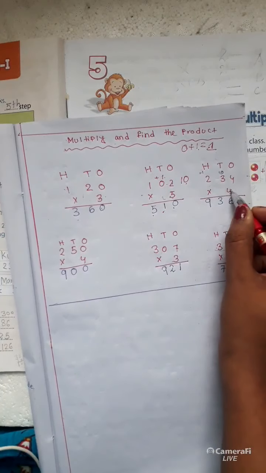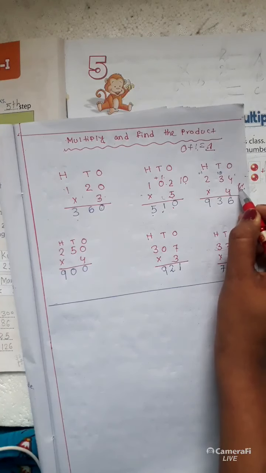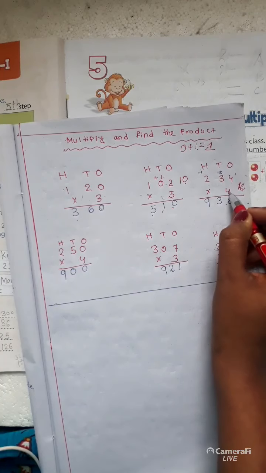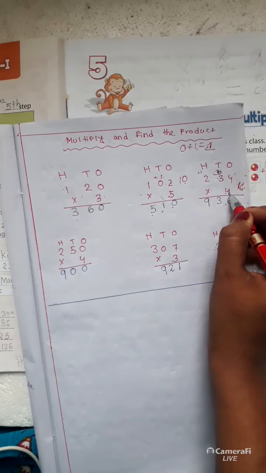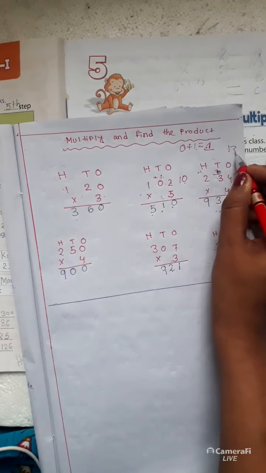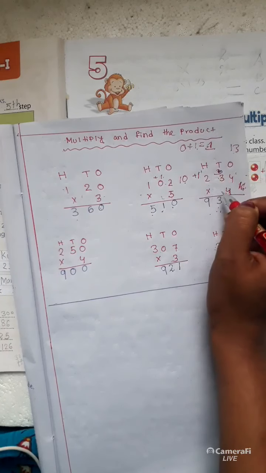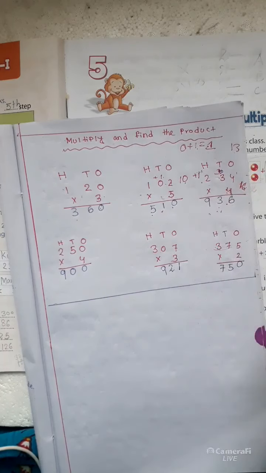Again this next one. 4 4s are 16. 6 I have written here and 1 will be carried over in the tens place. So 3 4s are 12. 12 plus 1 is 13. Again 3 I have written, 1 will be carried over to the 100 place. So next 4 2s are 8. 8 plus 1 is 9.